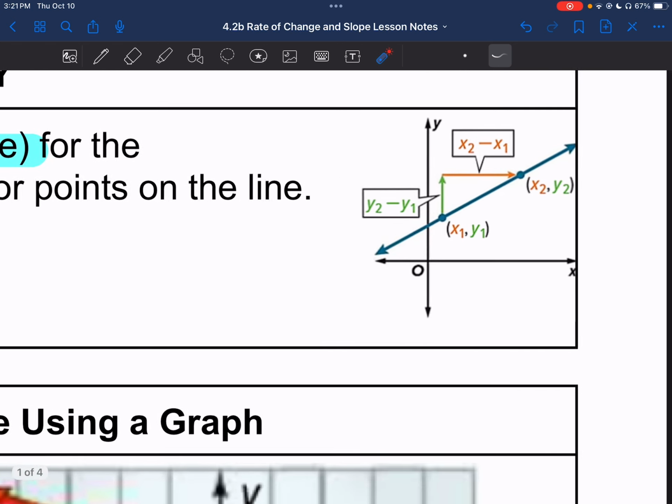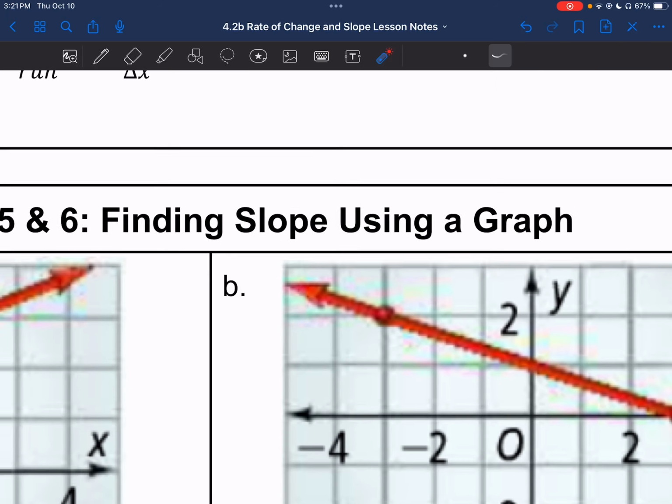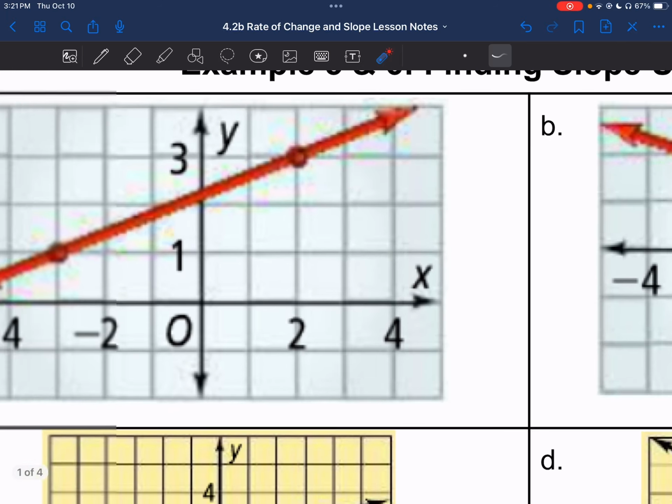Now, when we're looking at a graph, we are looking for the rise, how much we are going up. That's going to be our y2 minus y1, versus our run, which is how much we're going to the right, and that's our x2 minus x1. And we can see how those points are laid out in the two ordered pairs that are provided. So let's look at finding slope using a graph.